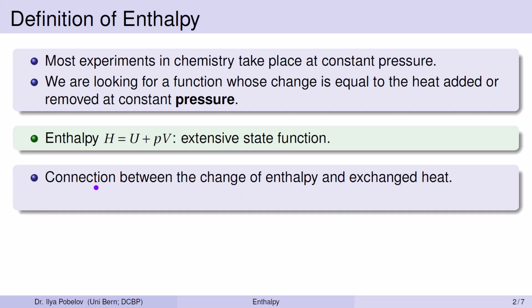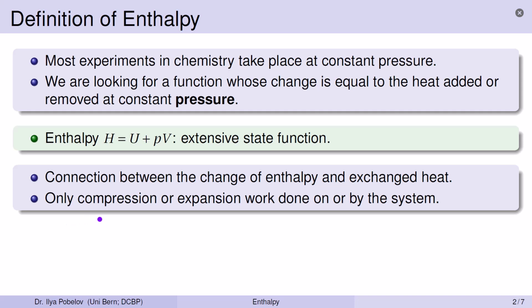Let's explore the connection between the change of enthalpy and heat exchanged between a system and its surroundings. We will only consider compression or expansion work done on or by the system and neglect all other types of work. The differential of enthalpy is equal to the differential of internal energy U, dU, plus P times dV plus V times dP. We can express dU via the equation for the first law of thermodynamics, with work being equal to the negative of P times dV.